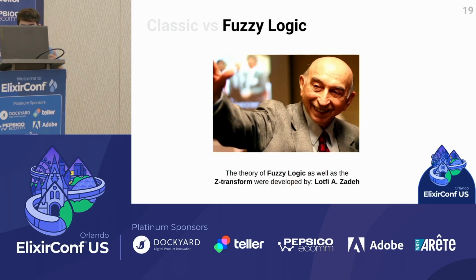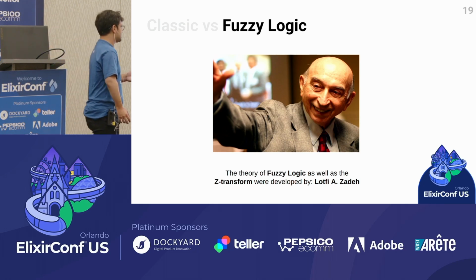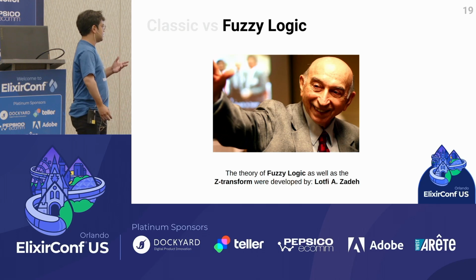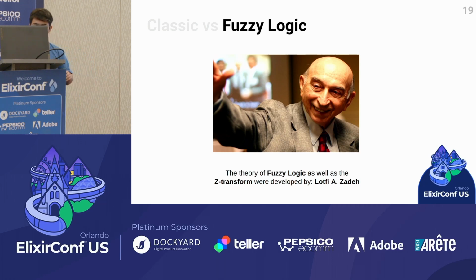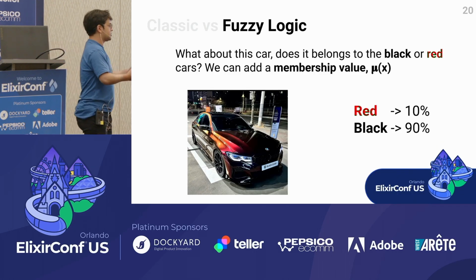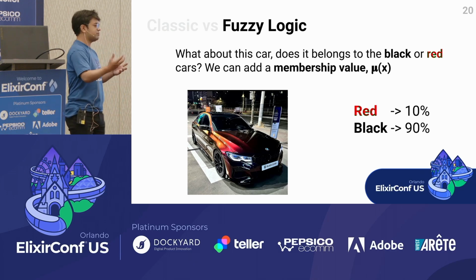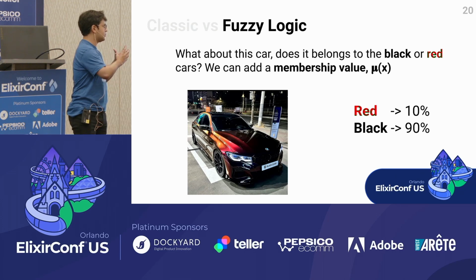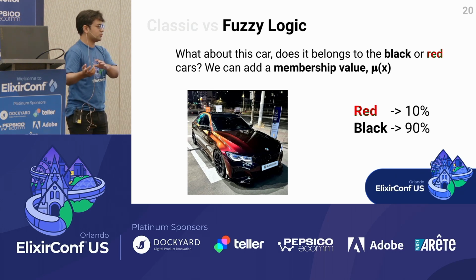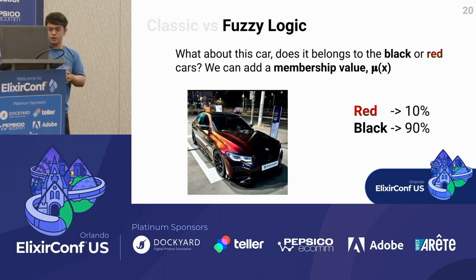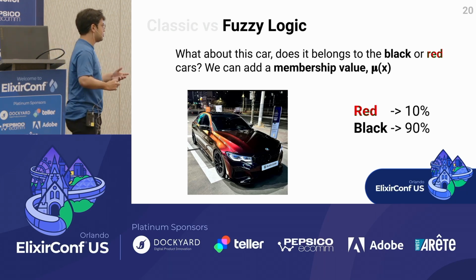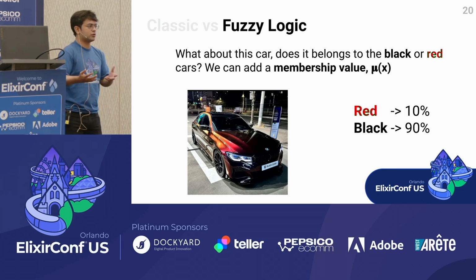And this idea comes from this guy right here, which is Lotfi. This guy introduced the theory of fuzzy logic as well as the Z-transform, but that's another topic. And he said that we can associate to the set a membership value of how much, or what percentage, the element belongs to a certain set. So the catchy thing here is that he proposed using a mathematical function just to map this value.